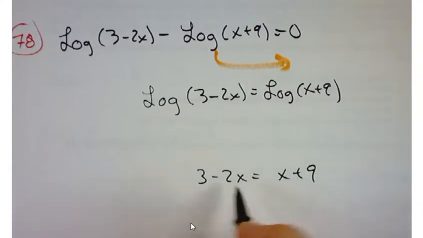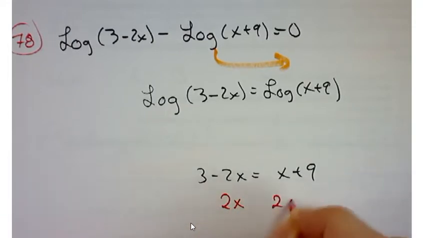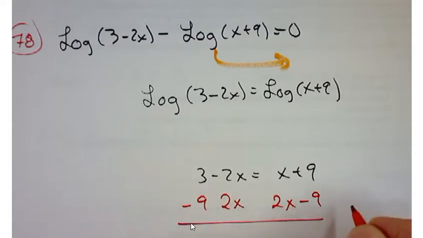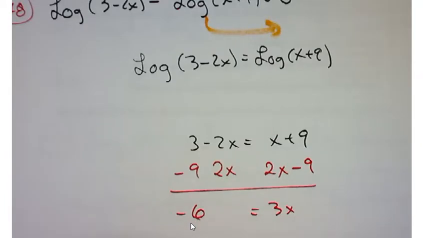Actually, I'd add 2x to both sides because it puts x on the side with the larger coefficient, and then subtract 9 from both sides. Negative 6 equals 3x. So what does x equal? Negative 2 equals x. Do I have to throw this out because it's negative?